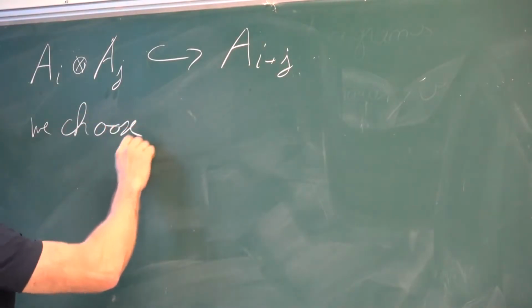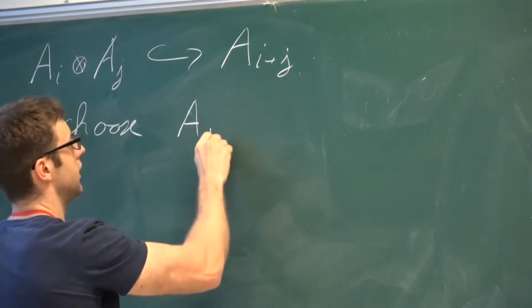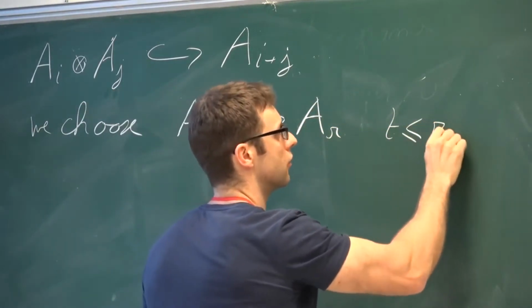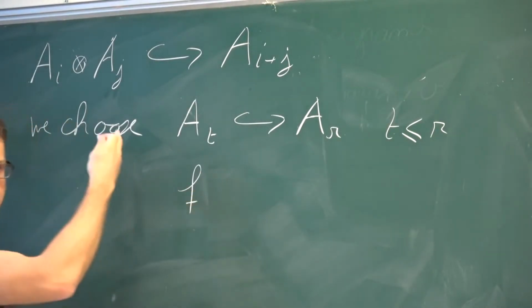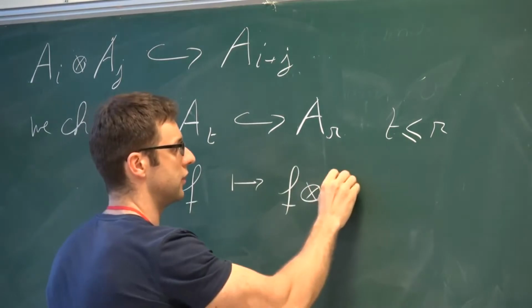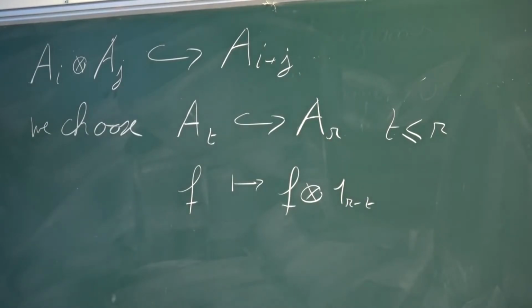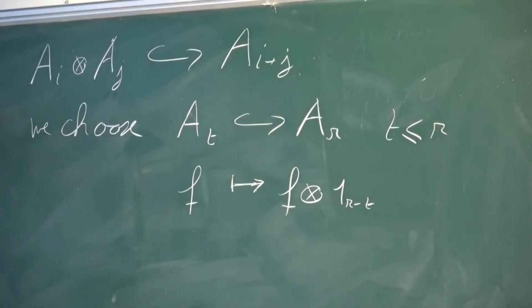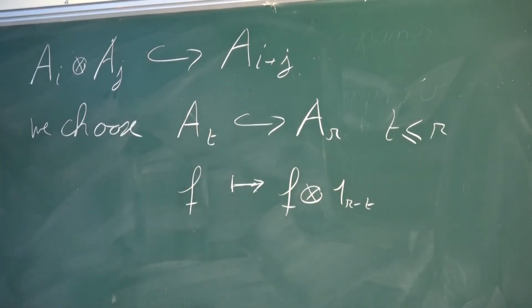So we'll also choose a corresponding embedding of any AT in AR for T smaller than R, where basically any element in here, so any T-T Brauer diagram, is mapped to F times and then R minus T straight arrows. So I just want to fix that, so that I don't have to specify it anytime. There are many different ways in which we could consider this as a subalgebra. I just want to fix that one.